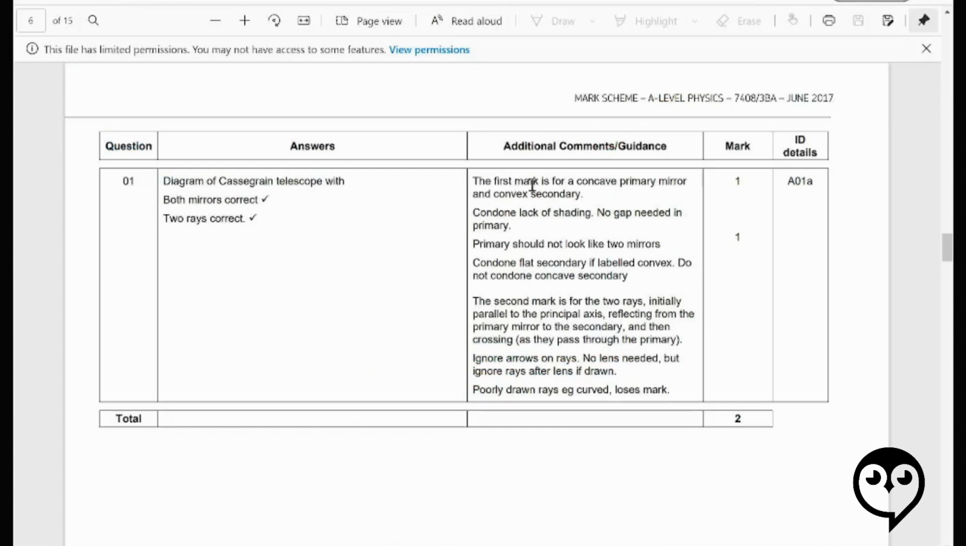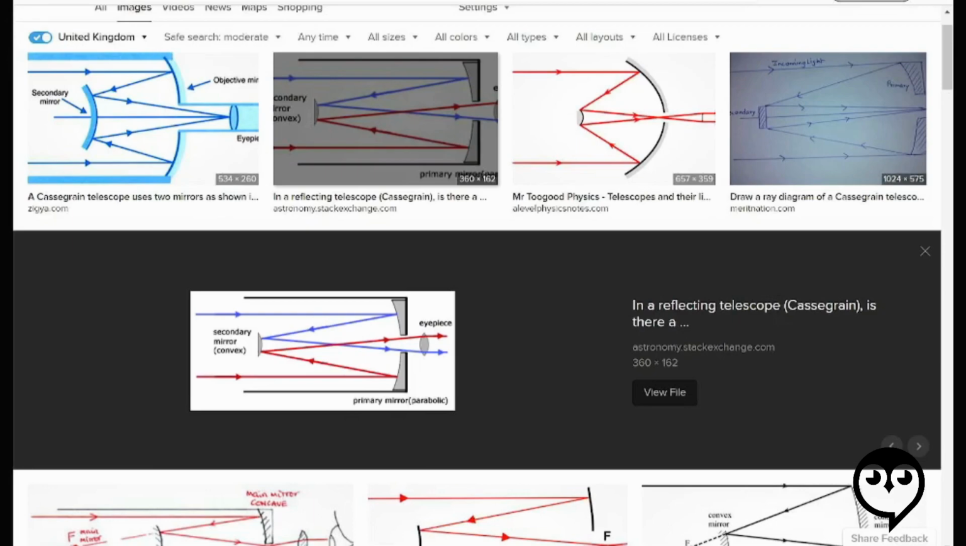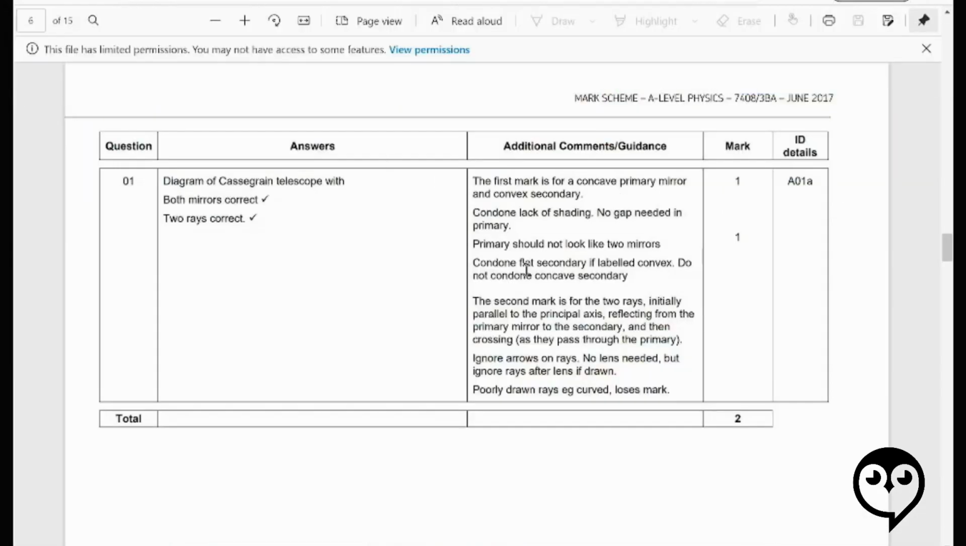That's fine. You could read this a little more here. First mark is for the concave primary mirror and convex secondary. Primary should not look like 2 mirrors. So I imagine you want some sort of continuity in how you do this shape so that it's 1 mirror with a hole in it. Condone a flat secondary, but you've got to label it convex. Do not condone a concave secondary. It won't work that way.